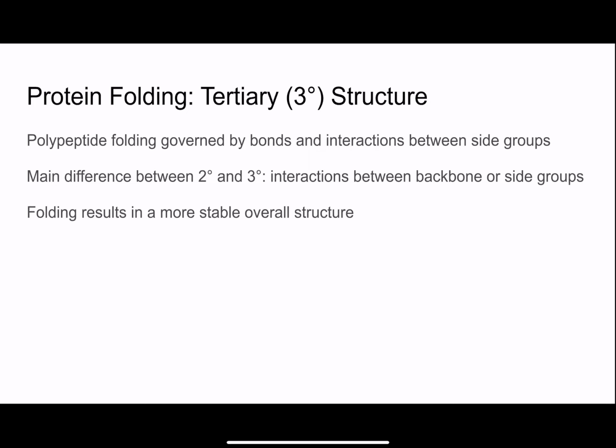The key takeaway regarding secondary structures is that they are determined by the interactions between the backbones. So this means that side chain interactions do not affect secondary structure. However, at the tertiary structure of protein folding, we now consider the interaction between the side chains. So the primary difference between a secondary and tertiary interaction is whether or not it is existing between a backbone or a side group.